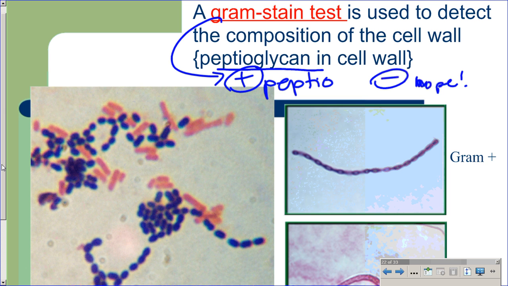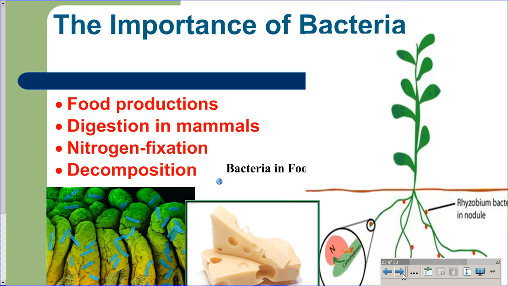Okay, I think I've got a break for you guys in just a second. Okay, last thing. This is the last thing for bacteria. They are so important, not only to us, but to the world and to helping with nitrogen cycles and ecology. So you need to know these 4 categories of their importance.